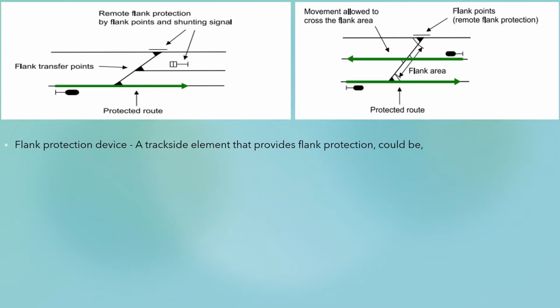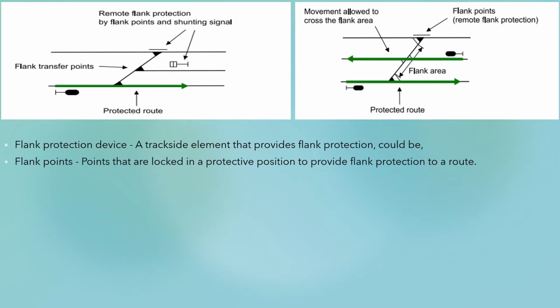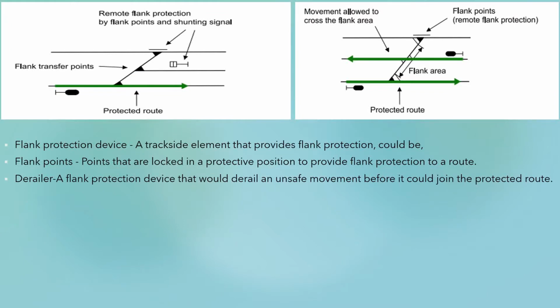Flank protection device: a trackside element that provides flank protection could be flank points, points that are locked in a protective position to provide flank protection to a route. Driller: a flank protection device that would drill an unsafe movement before it could join the protected route.